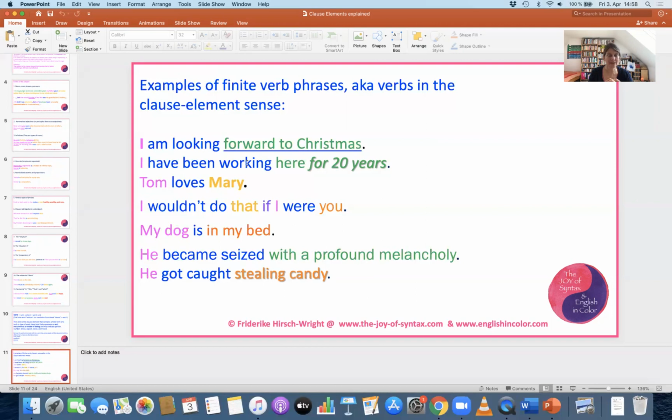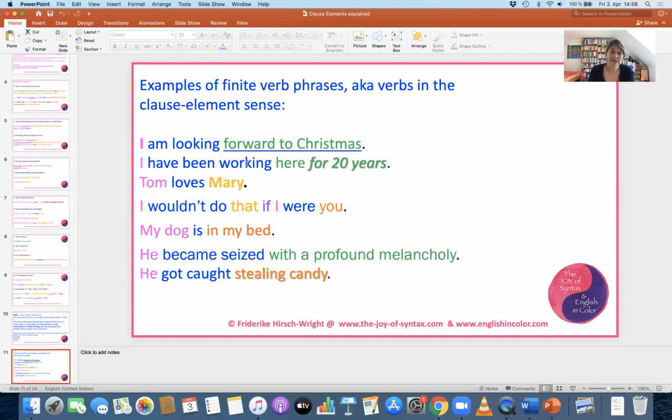Tom loves Mary. Here we have a verb phrase consisting of just one verb. So some people wouldn't call it a verb phrase. It's the third person singular in the present tense of the verb love. Tom loves Mary. I wouldn't do that if I were you.